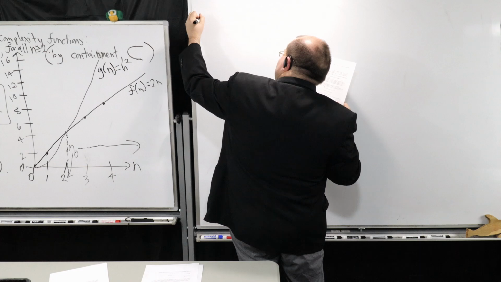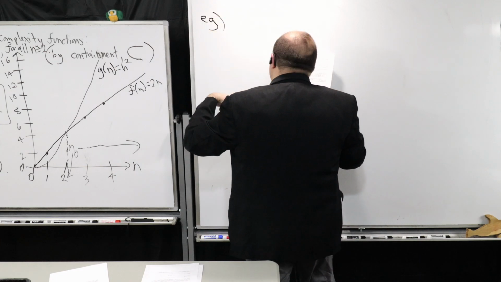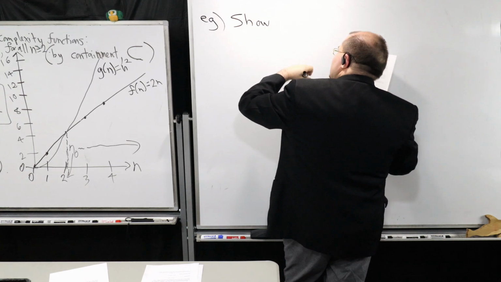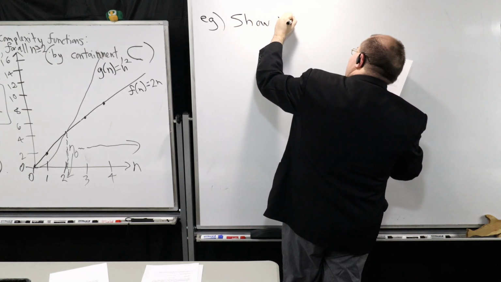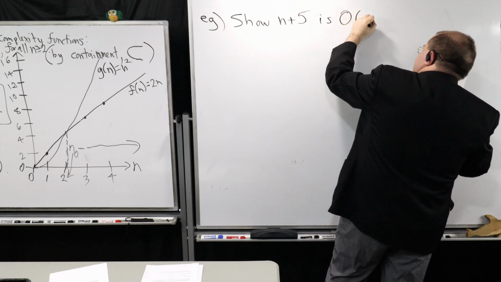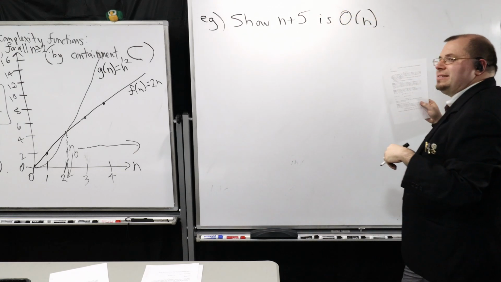So we'll start off with an example. I want to show that n plus 5 is big O of n. So I'm going to start off by just trying to do this example with you.